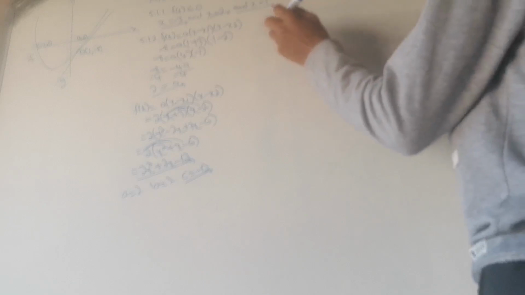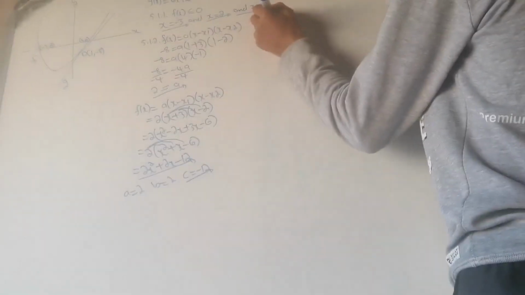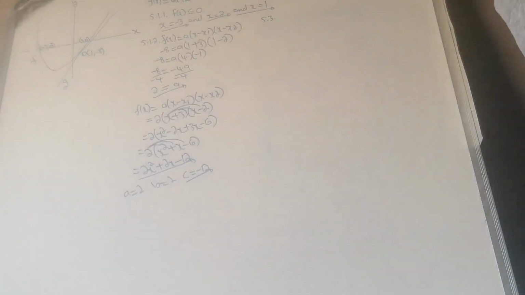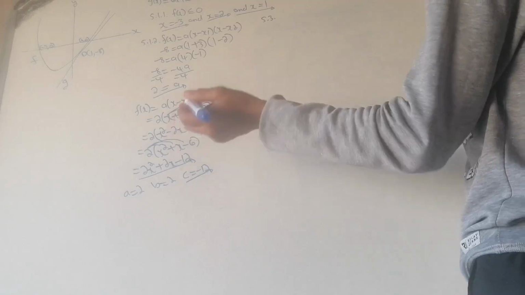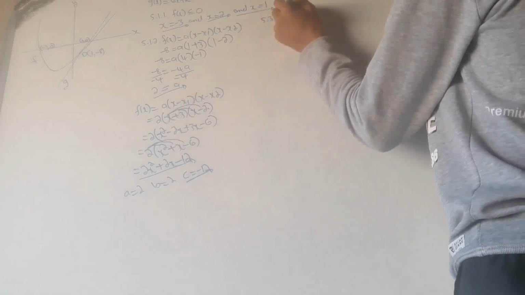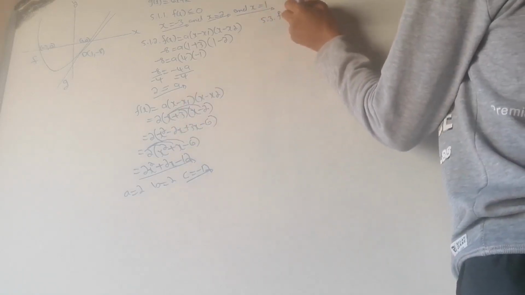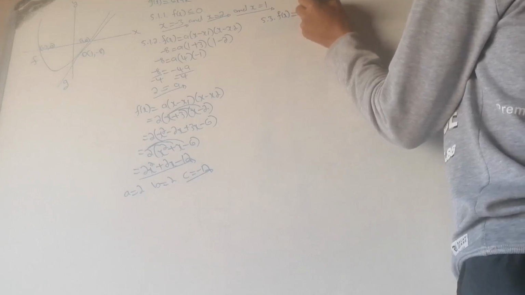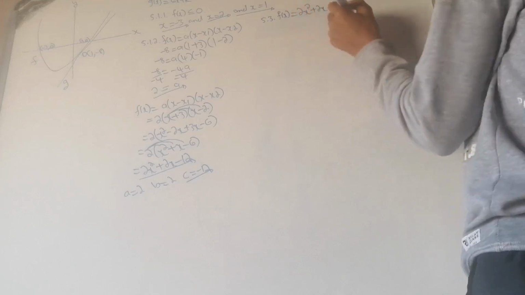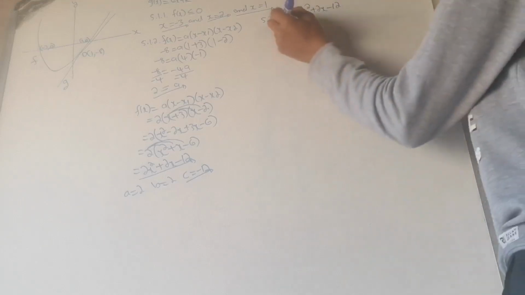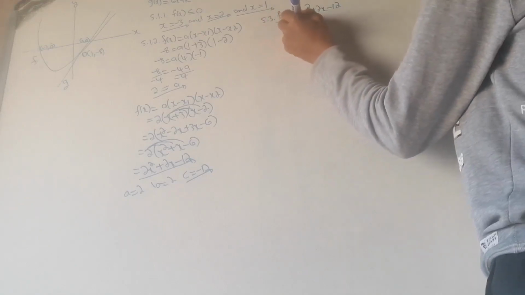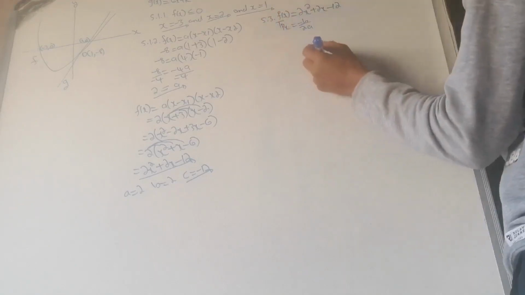Determine the coordinates of the turning point of F. We know the equation of F. Here F at x equals 2x squared plus 2x minus 12. The turning point x is equal to minus b over 2a.